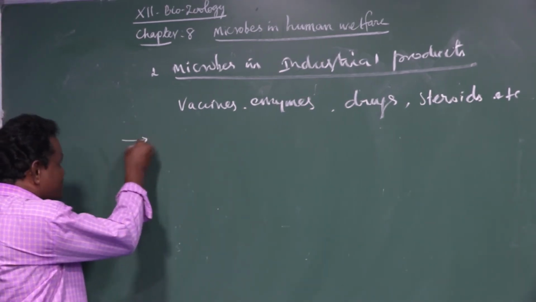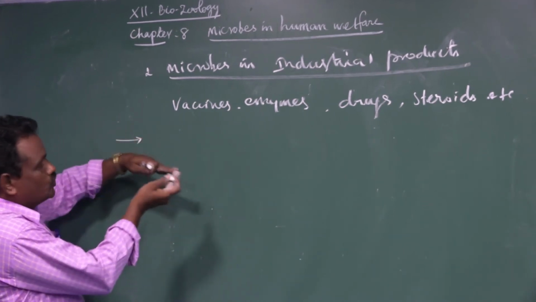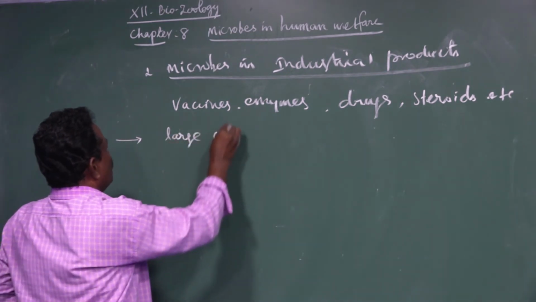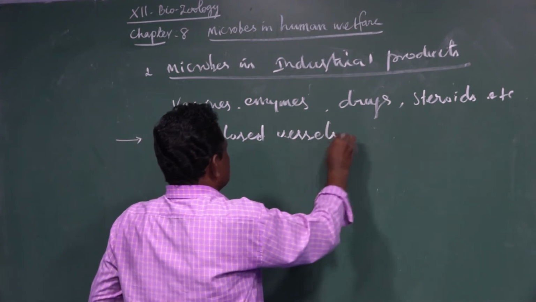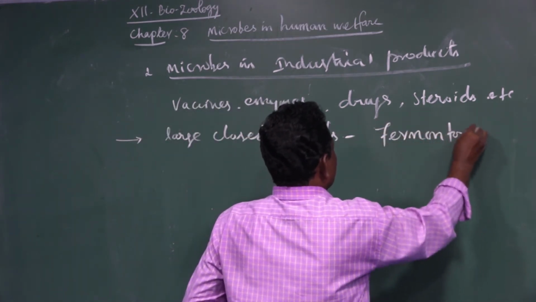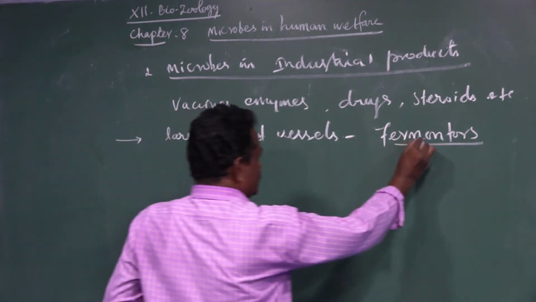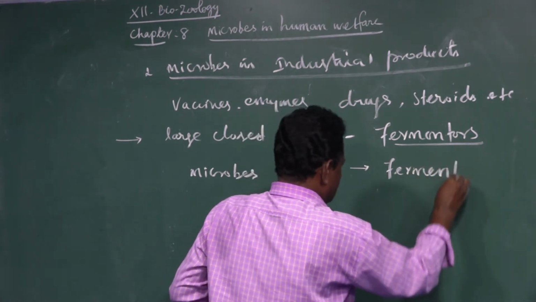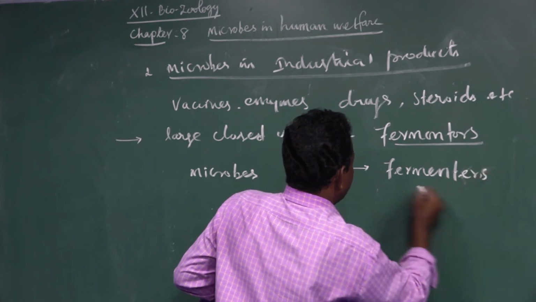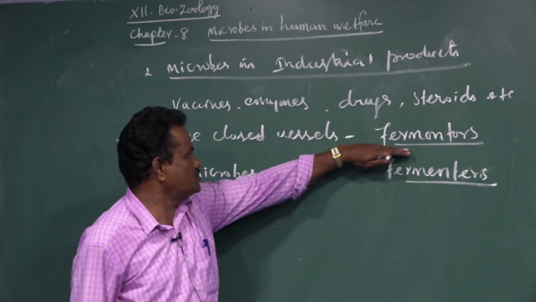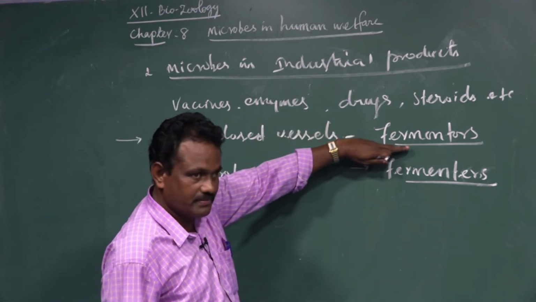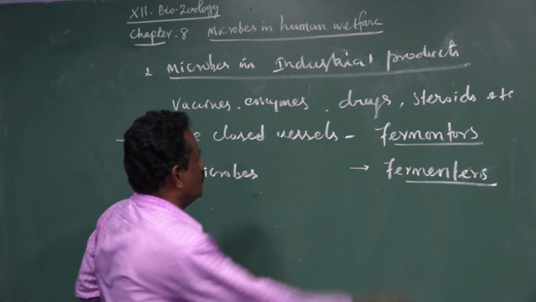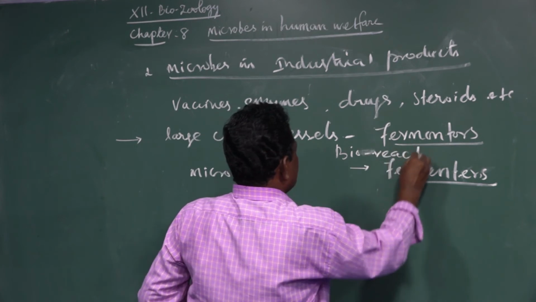For the production of large scale industrial products, we have to use large closed vessels. The large closed vessels are what we call fermenters. Within the fermenters, the microbes are used. The large closed vessel in which the fermentation process takes place is called a fermenter, and the microbes used for the fermentation process are also called fermenters. The fermenter is also called a bioreactor.